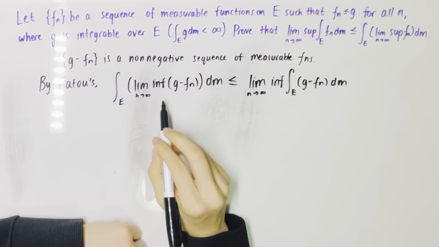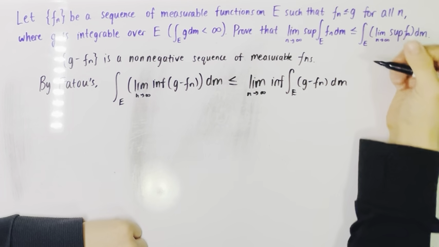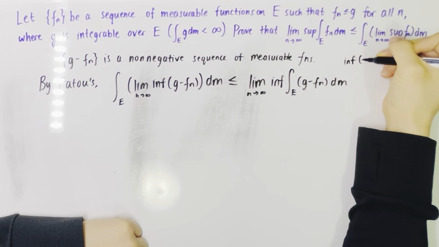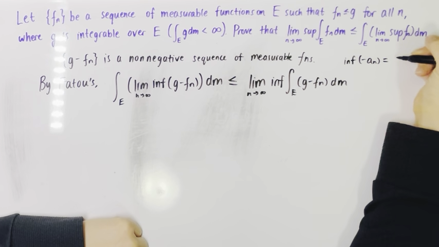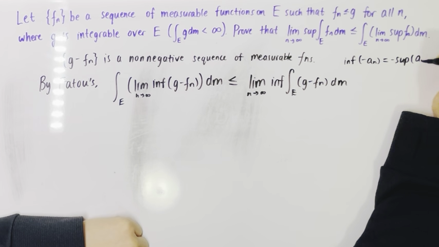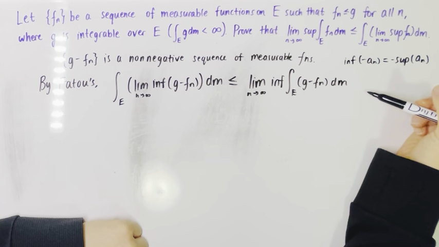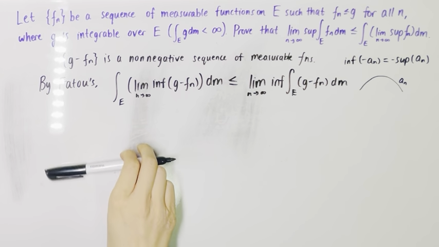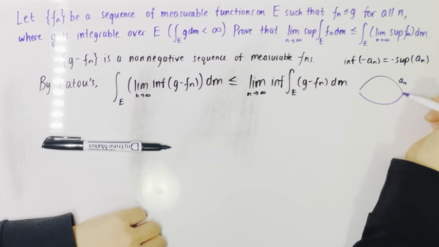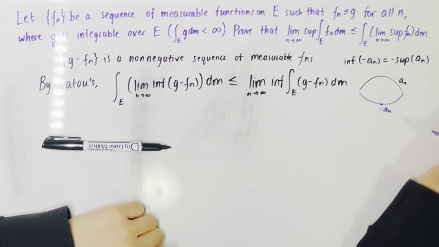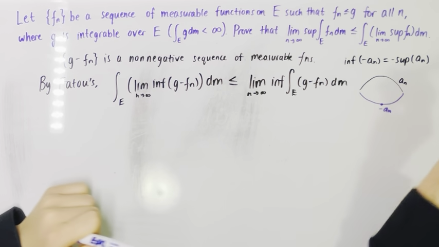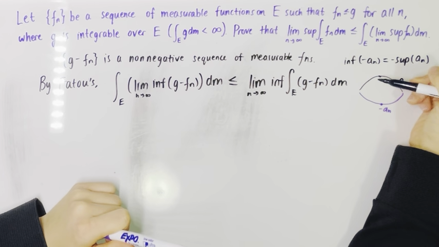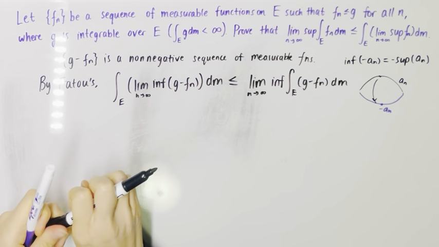And here what's going to be key is this kind of lemma or result that the inf of negative a sub n is equal to the negative sup of a sub n. You can think of this as, okay, if I have something, this is a sub n, right? And this is negative a sub n. The inf of negative a sub n corresponds to kind of the sup, but flipped. So the negative sup of a sub n.